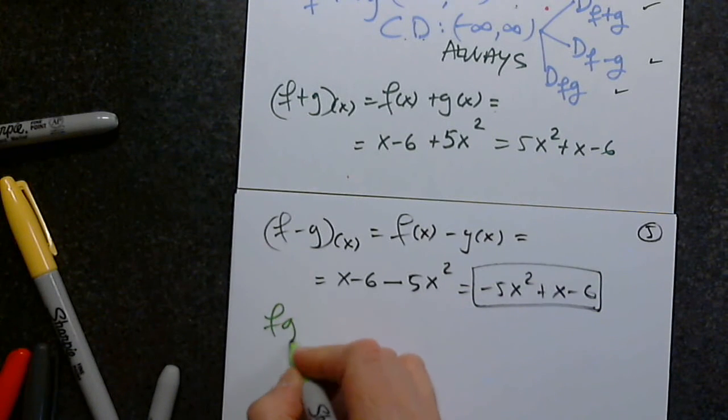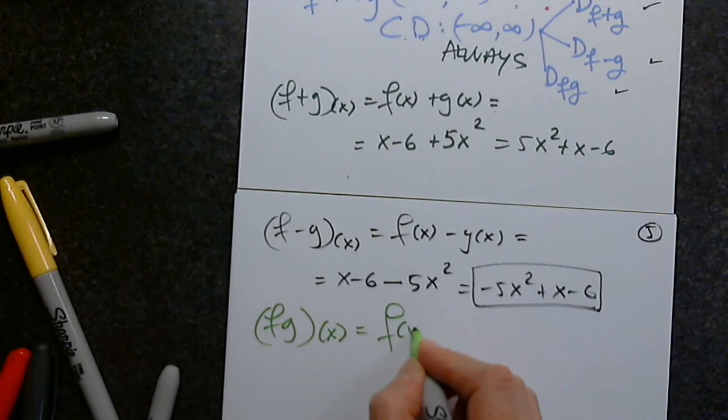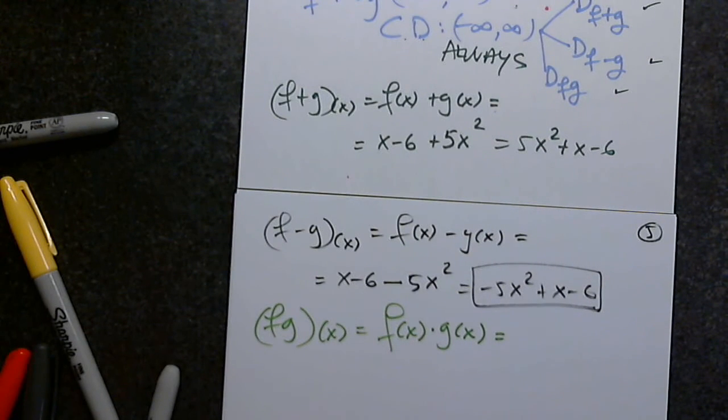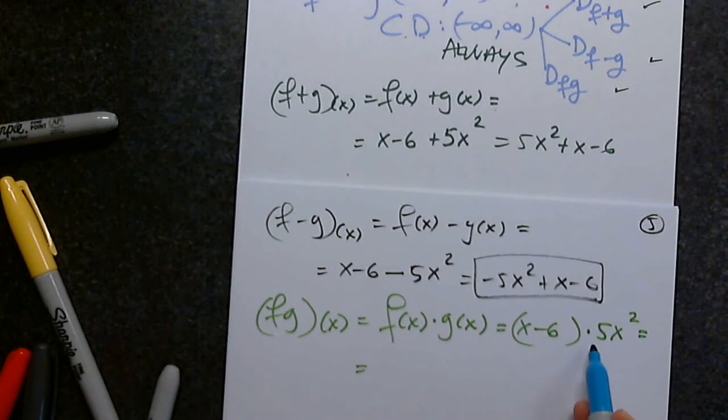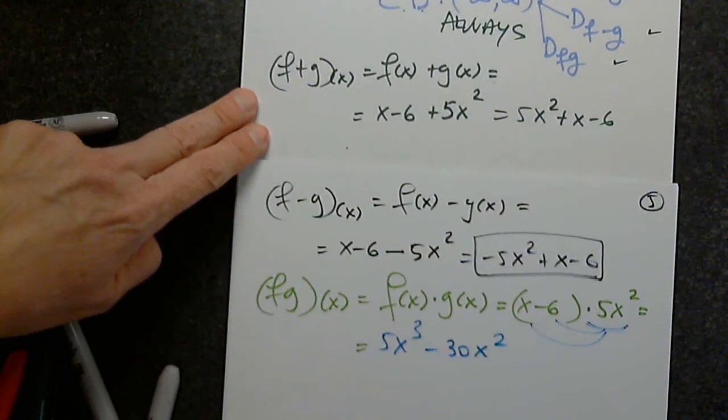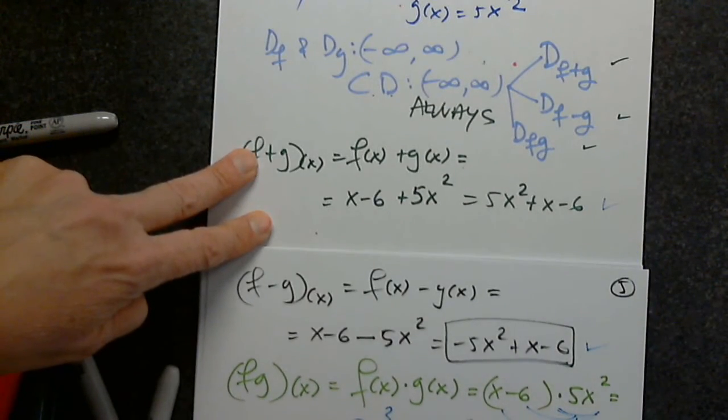Of course, the next one is fg, which is f of x times g of x. And f of x is x minus 6, multiplied by 5x squared. Can anyone give us the product? We're multiplying a binomial by a monomial. It's not FOIL because this is just one term. It's just the distributive law. So 5x cubed minus 30x squared. Is it clear why all these have domain all real numbers?